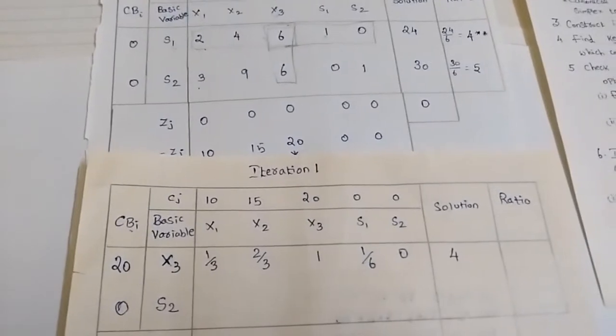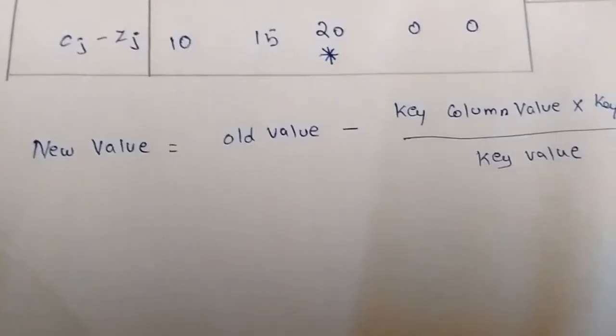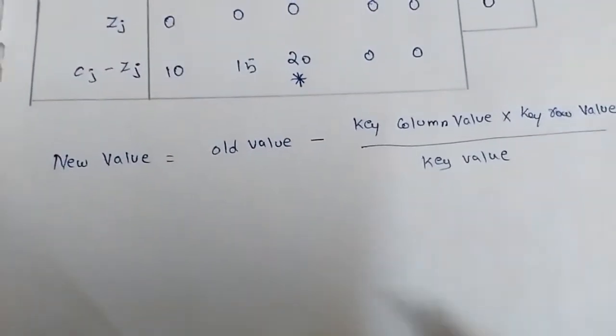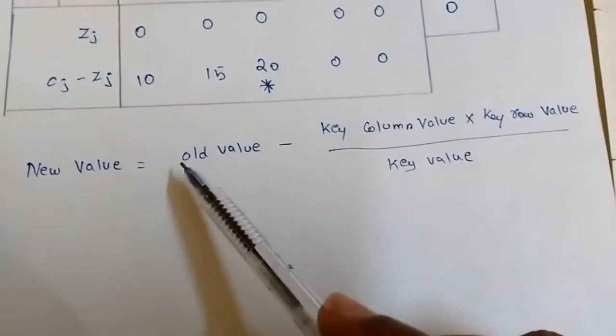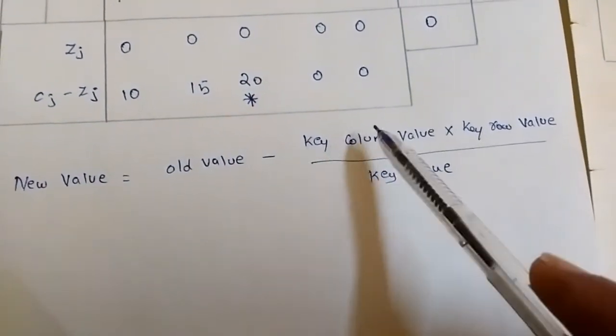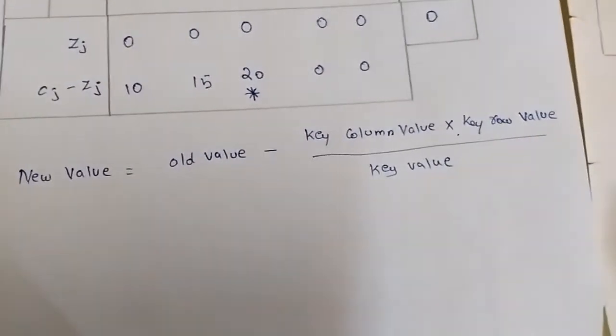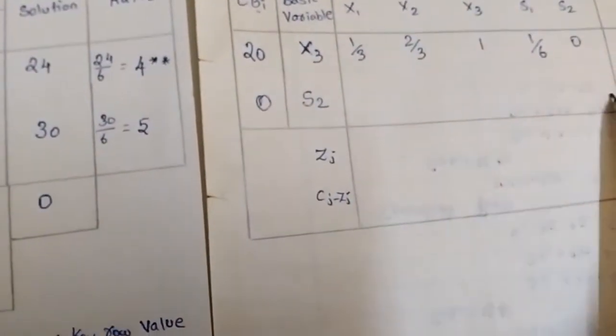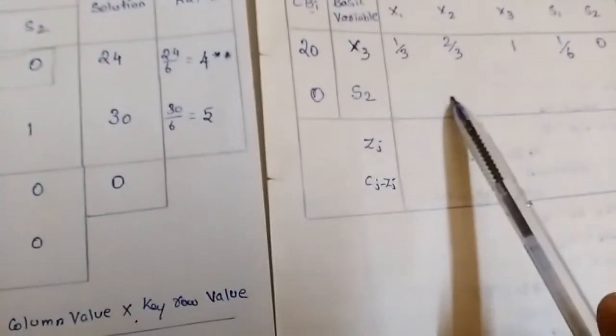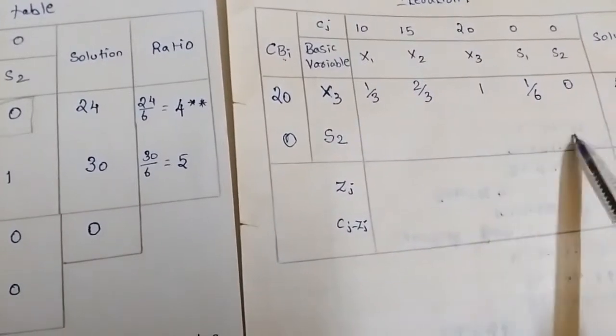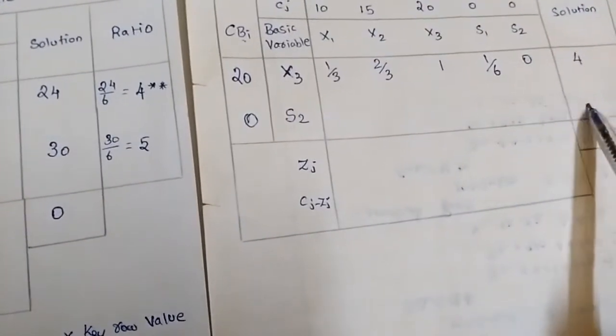Okay, up to solution. This is the formula. What is the new value? It is equal to old value minus key column value into key row value by key value. What is the use of this formula? To calculate the new values in this place. From the old table to form the new table, we are going to calculate the new values up to the solution column. So we are using this formula.